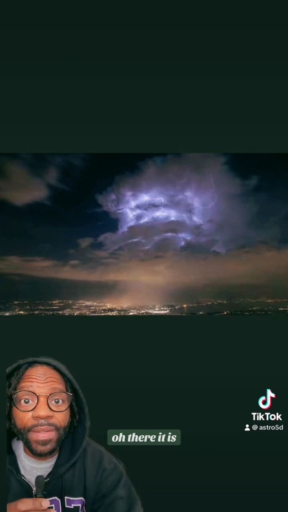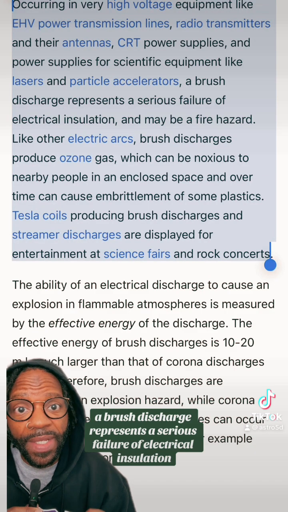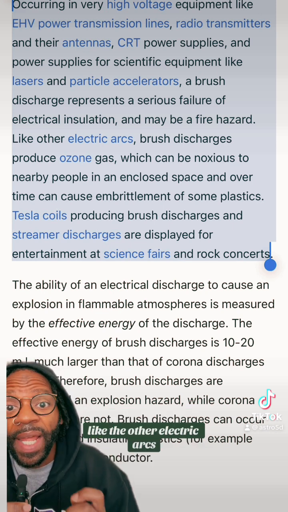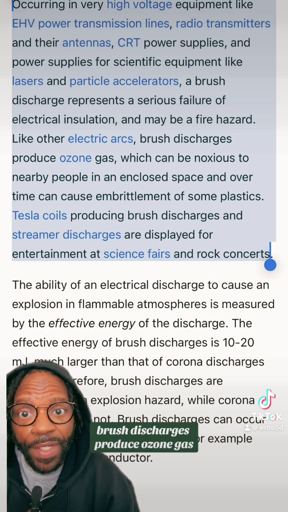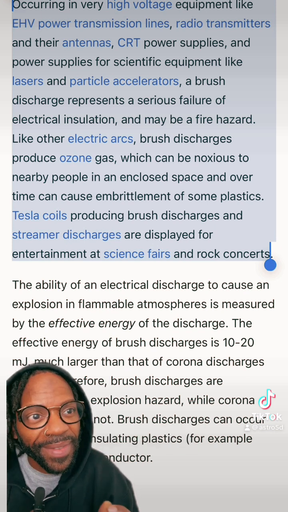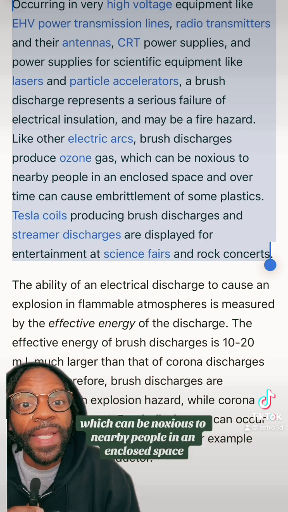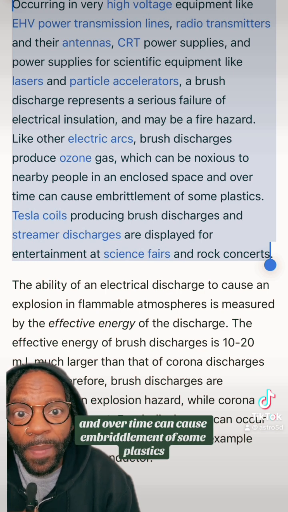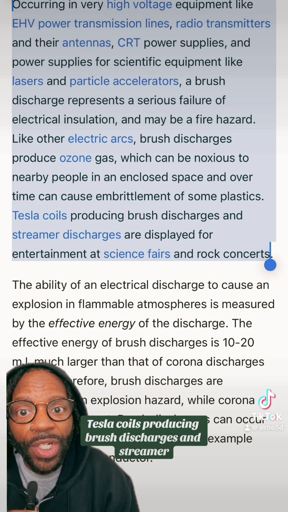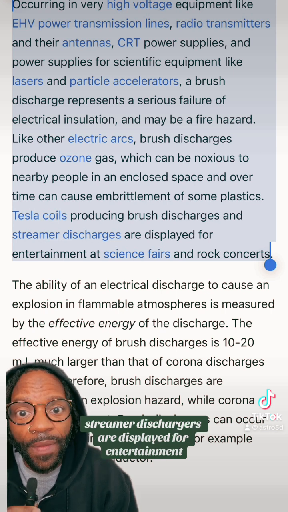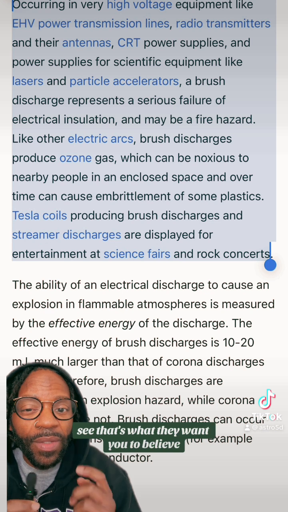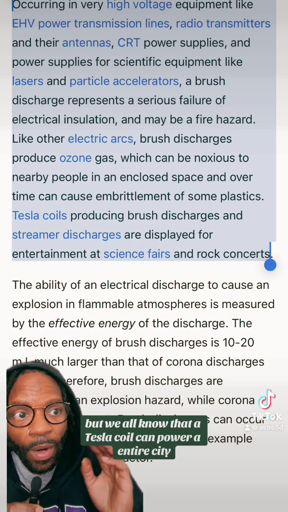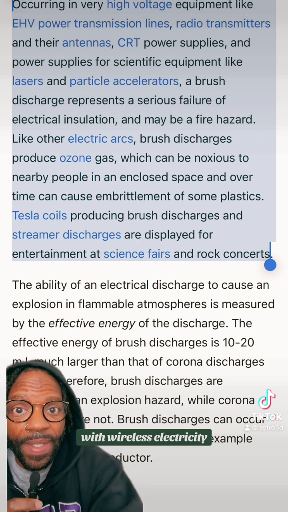Whoop, there it is. A brush discharge represents a serious failure of electrical insulation and may be a fire hazard. Like the other electric arcs, brush discharges produce ozone gas, which can be noxious to nearby people in an enclosed space and over time can cause embrittlement of some plastics. Tesla coils producing brush discharges and streamer discharges are displayed for entertainment at science fairs and rock concerts. See, that's what they want you to believe. But we all know that a Tesla coil can power an entire city with wireless electricity.